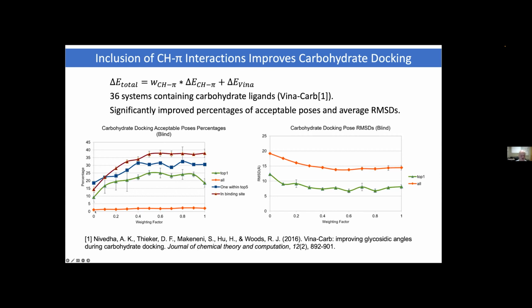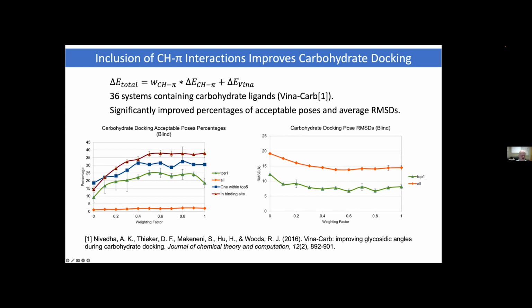One was we were doing blind docking of just a carbohydrate data set that we created. And we looked at it at 0. This is 0 means no CH pi term. 1 means 100% CH pi. And so you vary it and you monitor, for example, the top pose from docking is in green. At what value of the weighting factor do you get the highest percentage of acceptable structures? And the blue line is, let's say, any pose is acceptable within the top 5, and that sort of thing, and which ones are in the binding site.